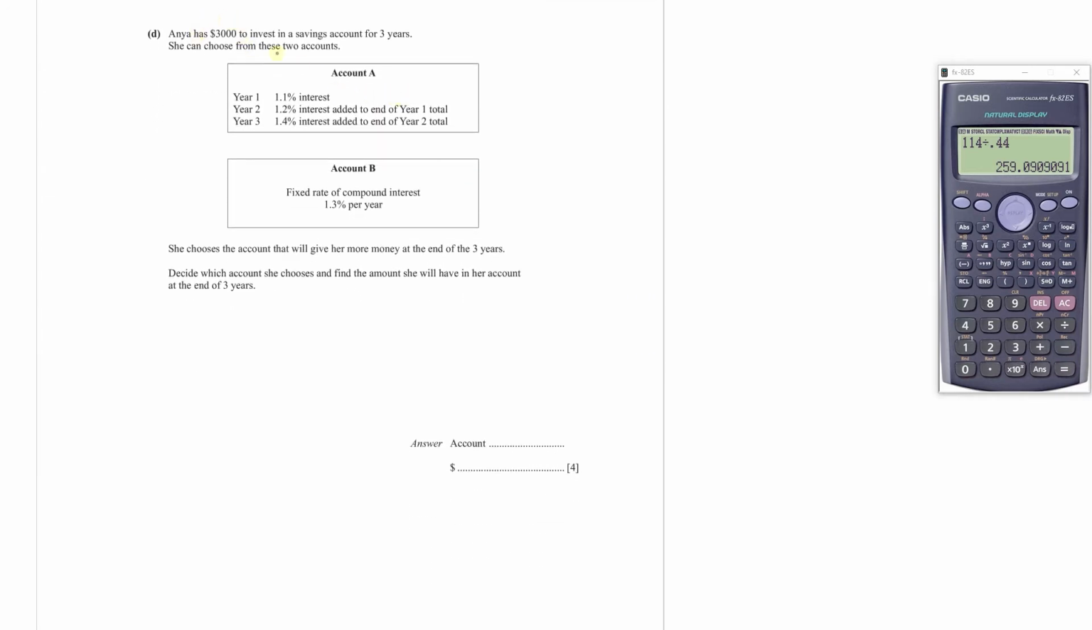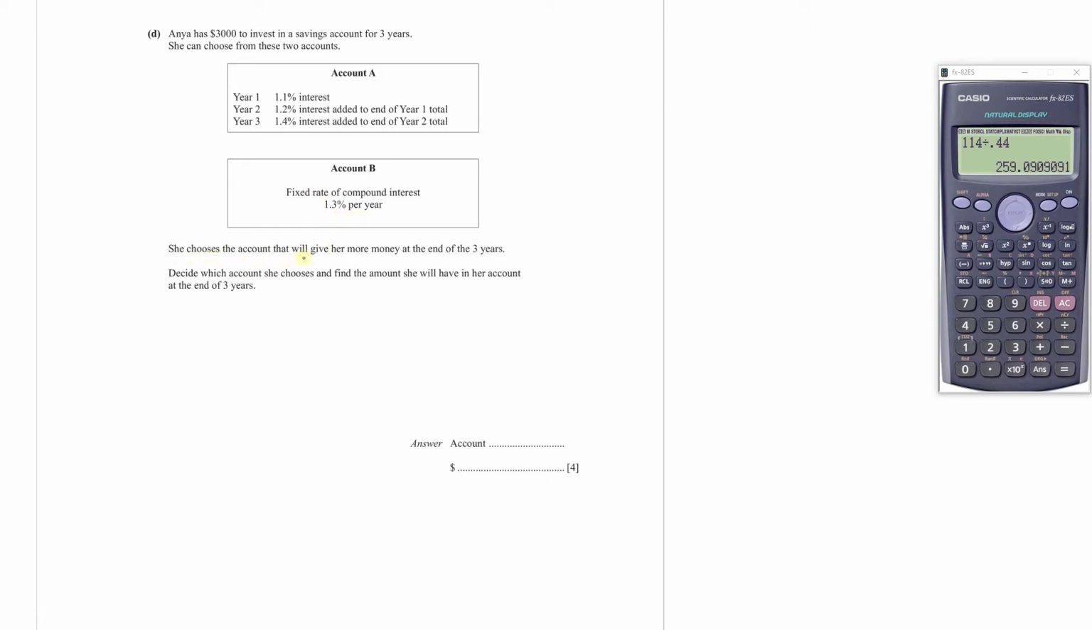Part D is Anya has $3,000 to invest in a savings account for 3 years. She can choose from two accounts. Account A will give 1.1% interest in year one, then 1.2% interest added to the end of year one total, and then 1.4% interest added to the end of year two total. And account B gives a fixed rate of compound interest of 1.3% per year.